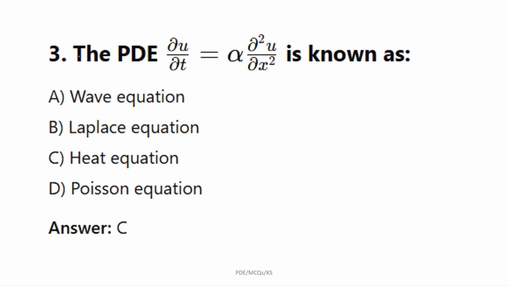Question number 3. The PDE del u del t equal alpha del 2u del x2 is known as wave equation, Laplace equation, heat equation, Poisson equation. Option C is the correct answer, heat equation.